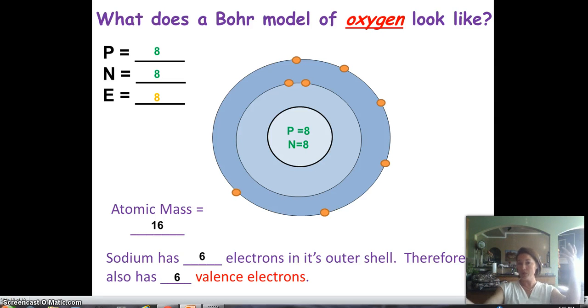Your action item is to turn your sheets over and make a Bohr model of aluminum. I will see you tomorrow.